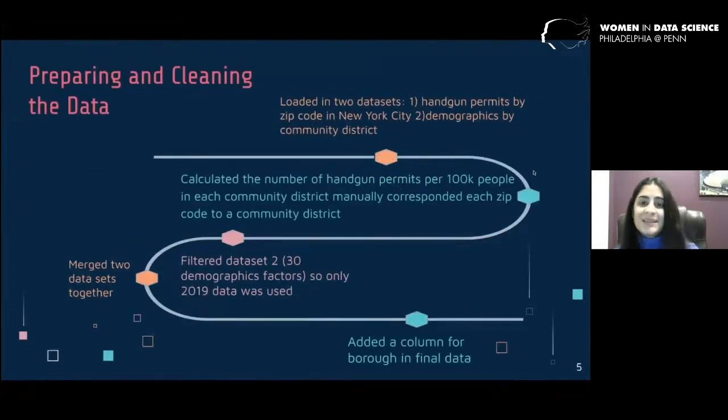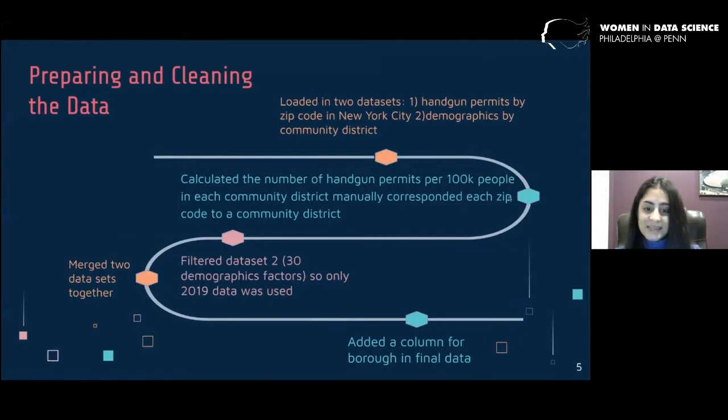To prepare and clean the data, first we loaded in two data sets. One contained data on the number of handgun permits in New York City by zip code, and the other contained demographics of the 59 community districts in New York. We calculated the number of handgun permits per 100,000 people in each community district.